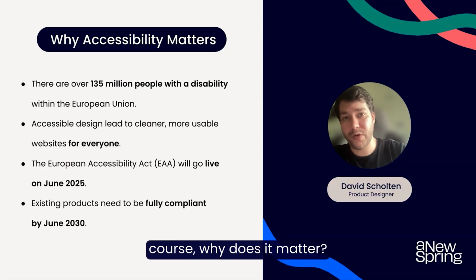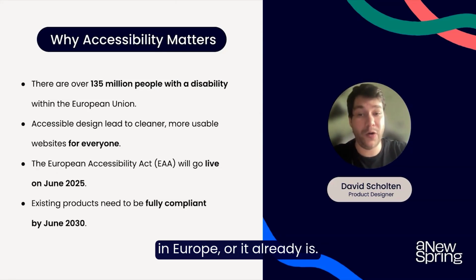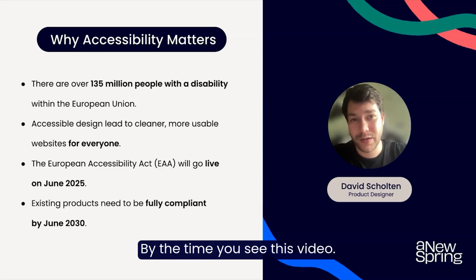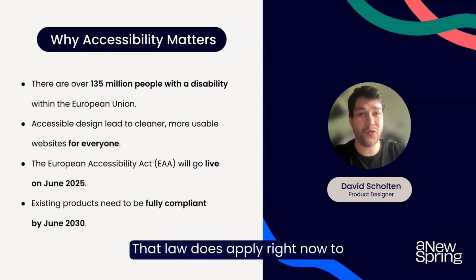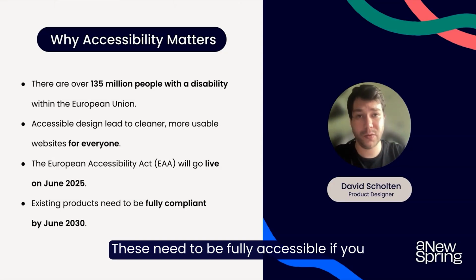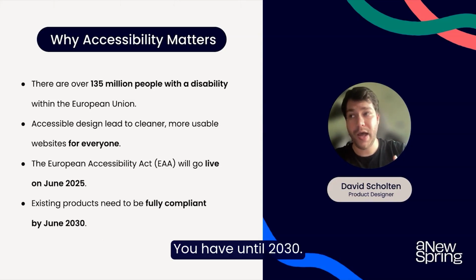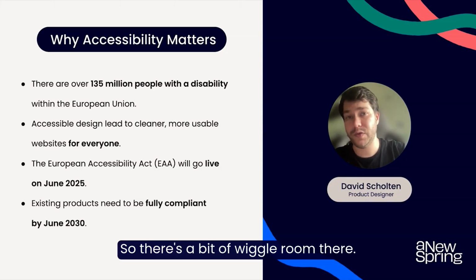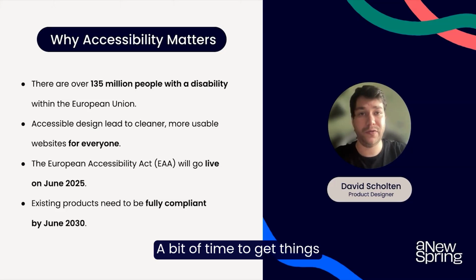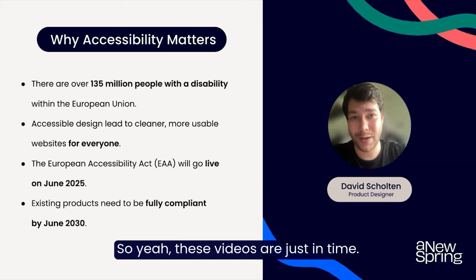And besides that, of course, why does it matter? Well, it's becoming law in Europe, or it already is by the time you see this video. That law does apply right now to new products that are going live. These need to be fully accessible. If you have an existing product like aNewSpring, you have until 2030. So there's a bit of wiggle room there, a bit of time to get things in order, basically. So yeah, these videos are just in time, I'd say.